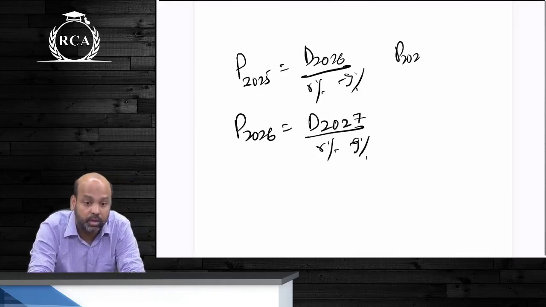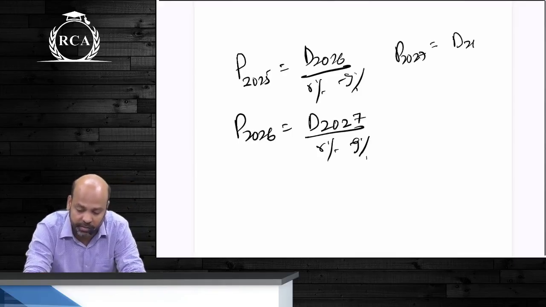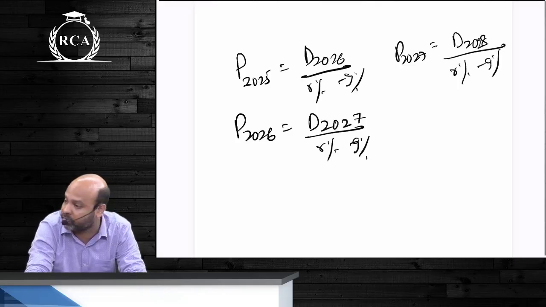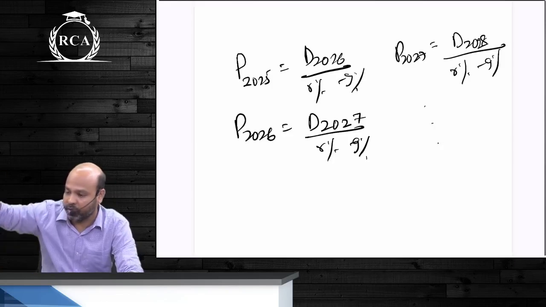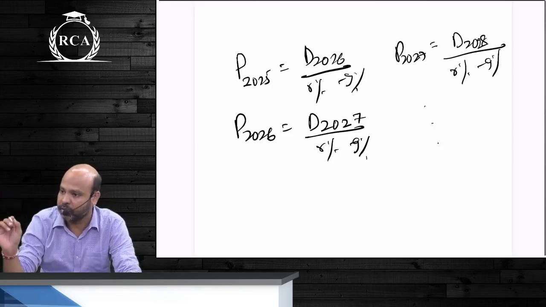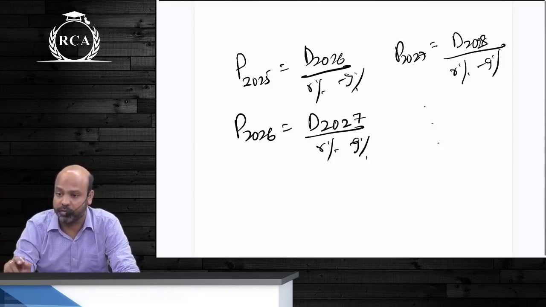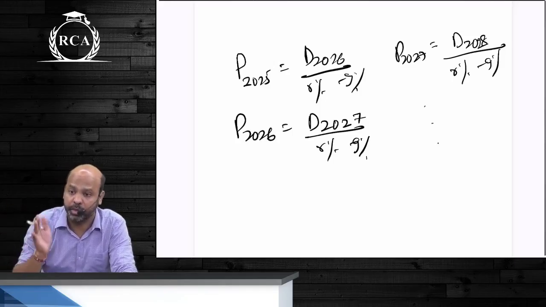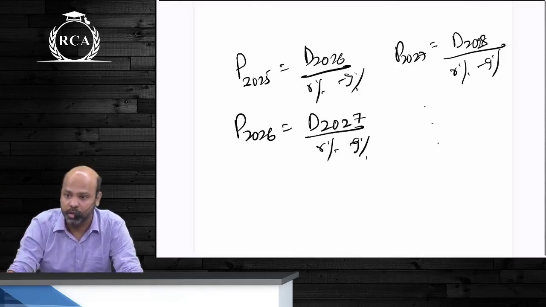Nandini, what's the doubt? P 2027 can be written as D 2028 by R% minus G%. ऐसे you can write it for any number of years. But यहाँ पे growth rate is not constant for the first 4 years. The earliest I can use constant growth perpetuity formula is only at the end of 4th year.